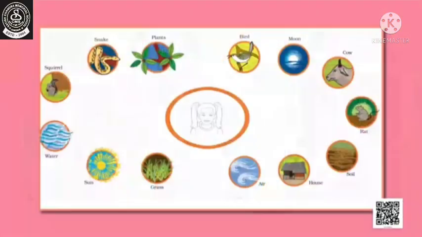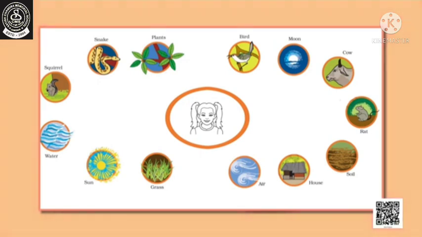So, first of all, draw or paste your picture in the given space in your book. And now, join your picture with lines to all those things which you feel are necessary in your life. To lead your life, it is necessary. All right. So the most important thing I feel is air.